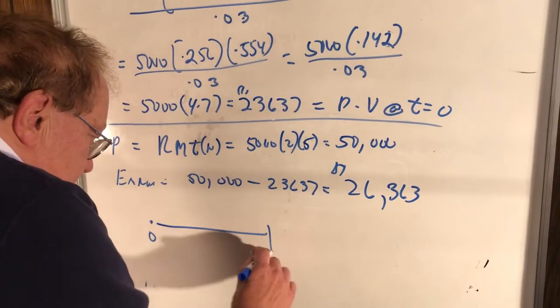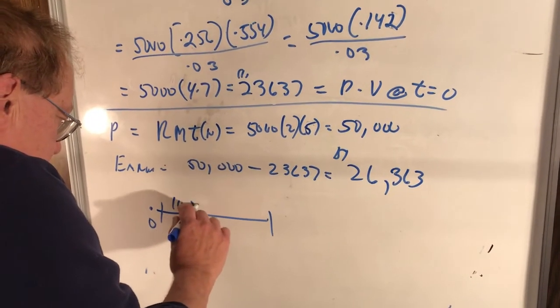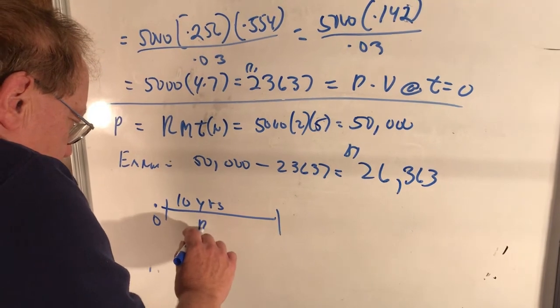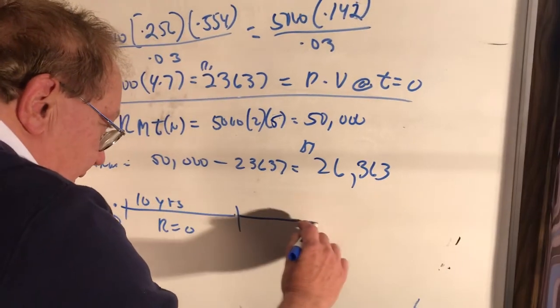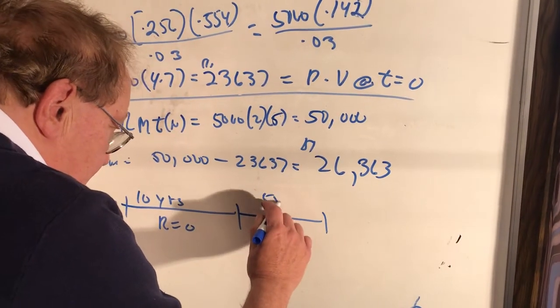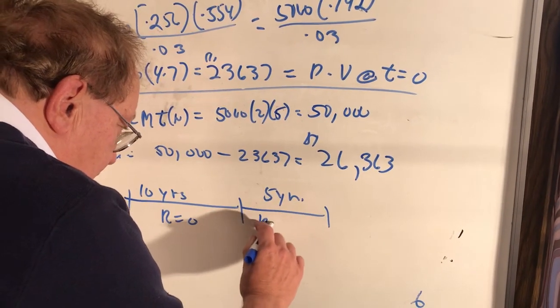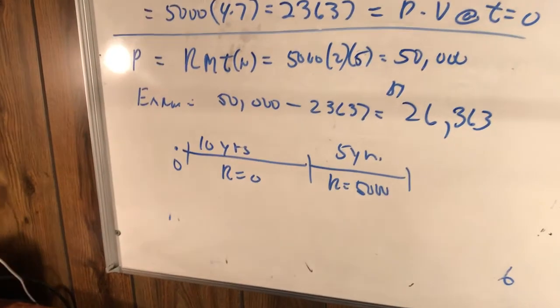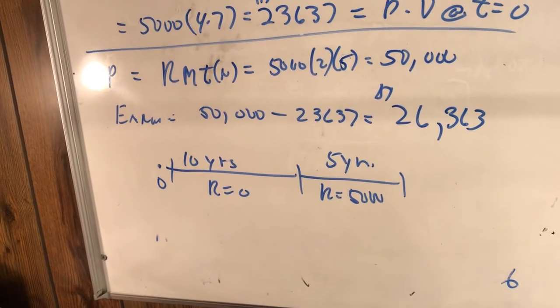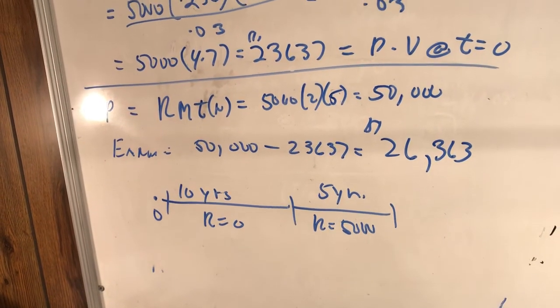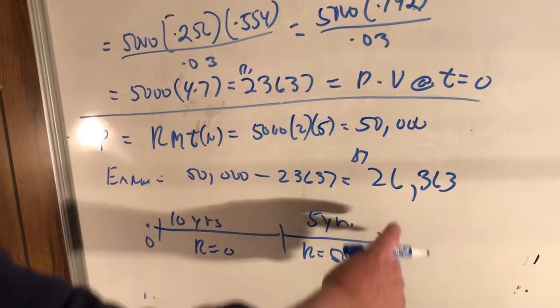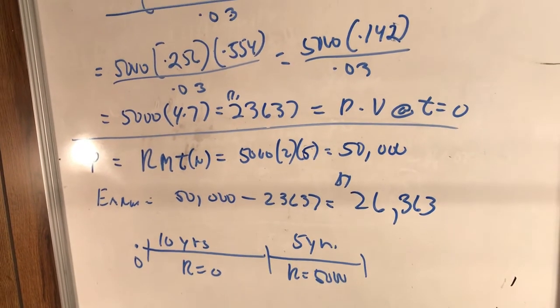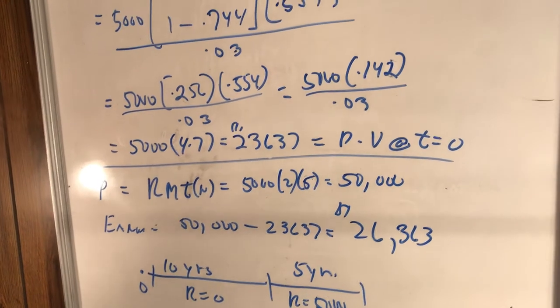So, basically, he went for 10 years, and R was 0, and then he went for 5 years, and R was 5,000. Okay? And he came out with 50,000. He gained 26,363. That's all they want. Beautiful. All right, let's go on to the next one.